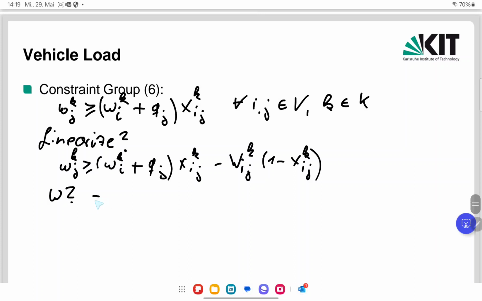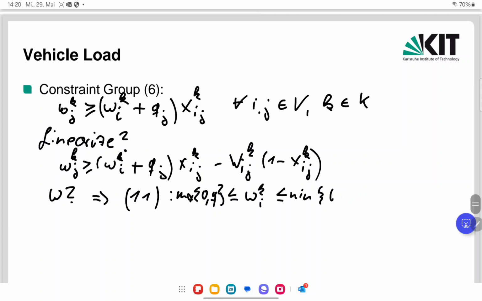What we know is we have this constraint group 11, saying that the load Wik should be at least the maximum of 0 and q, and not more than the minimum of the maximal capacity of this vehicle, or the maximum plus qi.